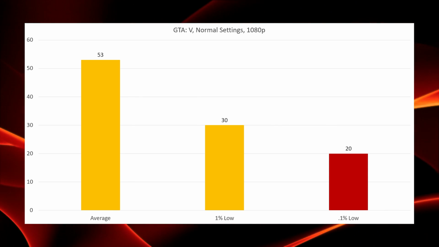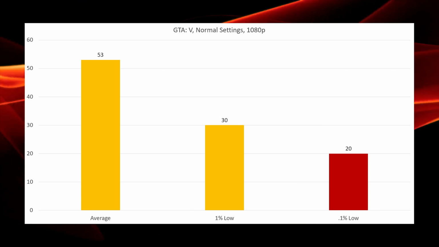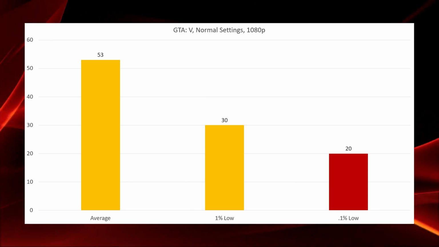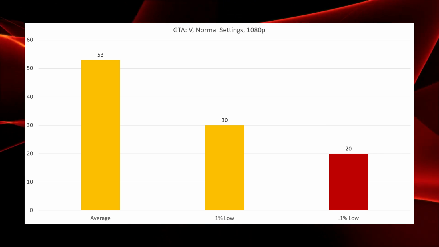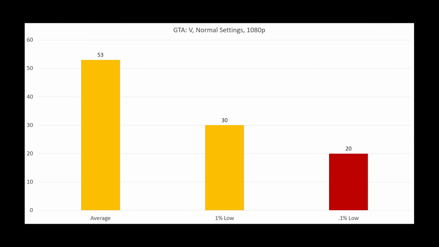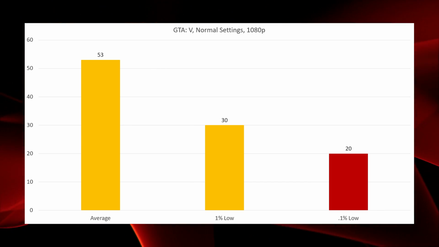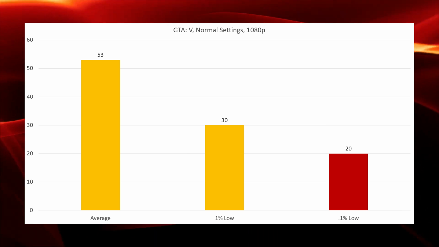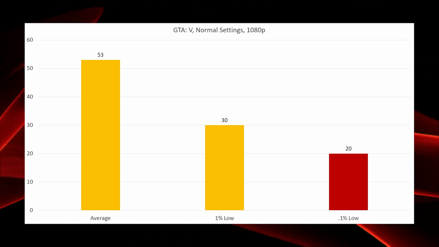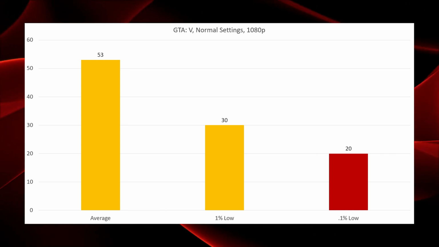Heading on to Grand Theft Auto 5 on normal settings at 1080p with anti-aliasing off, I might add, the average was 53. Unlike the 5400K, this was a very playable experience with 1% lows hitting that 30 FPS mark and 0.1% lows down at 20 FPS. However, they were limited enough for me not to really notice it much while gaming, maybe a stutter here and there. However, a very playable experience and indeed an enjoyable one.